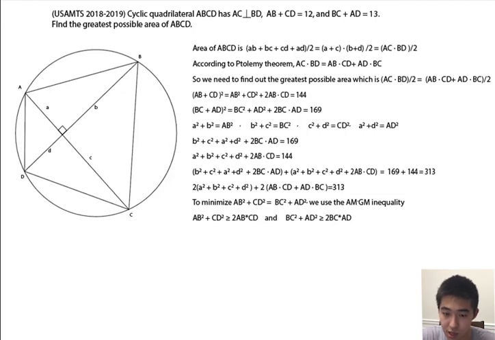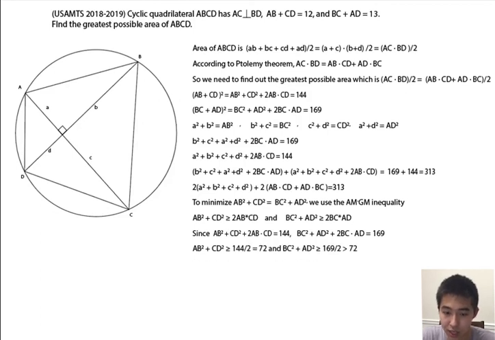And notice that if we combine this with the equations that we have before, then we have that AB squared plus CD squared is greater than or equal to half of 144, which is 72, and then BC squared plus AD squared is greater than or equal to half of 169, and that is greater than the 72 that we found previously. So that means that a squared plus b squared plus c squared plus d squared is at least 169 over 2.